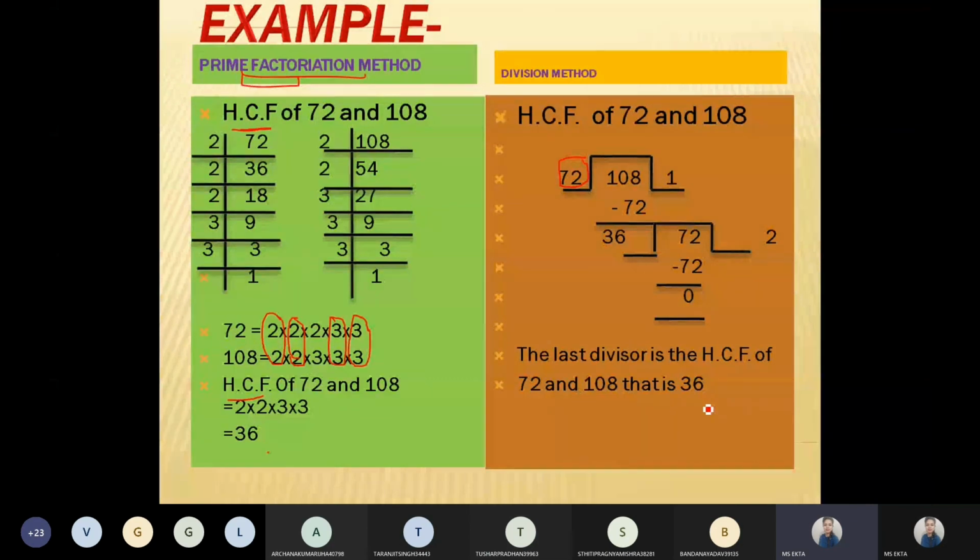So this was all about HCF, children: prime factorization method and division method.